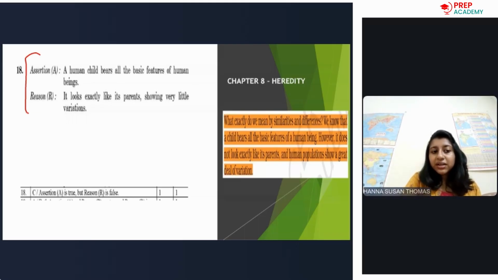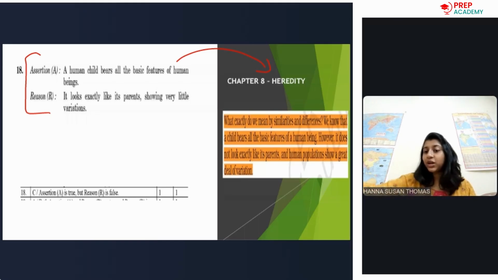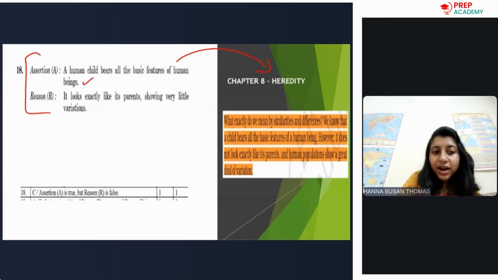This particular assertion reason question has been taken from chapter 8, Heredity. Let's read. The assertion is given like this: a human child bears all the basic features of human beings. It's true, right? A human child will possess all the features of a human being. It will not show features of a tiger, lion, monkey, donkey, or something like that. So I understood that the statement given under assertion is true.